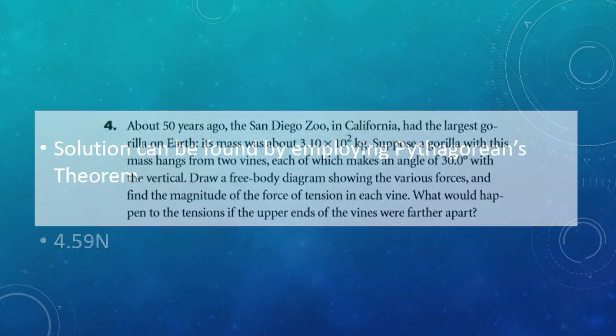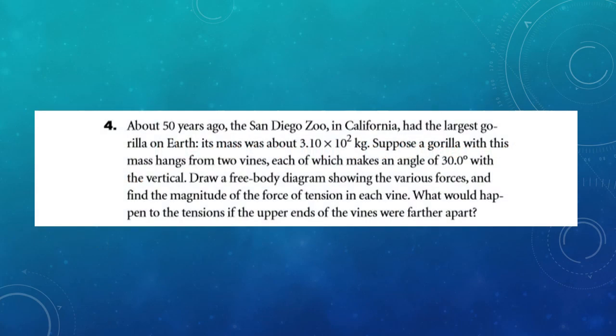Moving on. Okay, here's number 4. So now we have a large gorilla, and we have a mass. He is hanging from 2 vines, each of which makes an angle of 30 degrees with the vertical. This is where a good force diagram, realizing where those vines are, realizing the angles, helps you set up the trig, because of course trig will be employed here. Doing a free body diagram is great. Of course, a system schema may help clear things up as well.